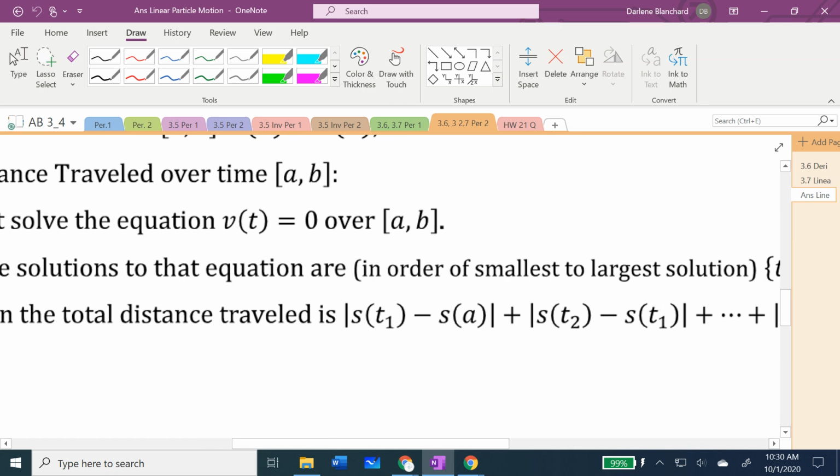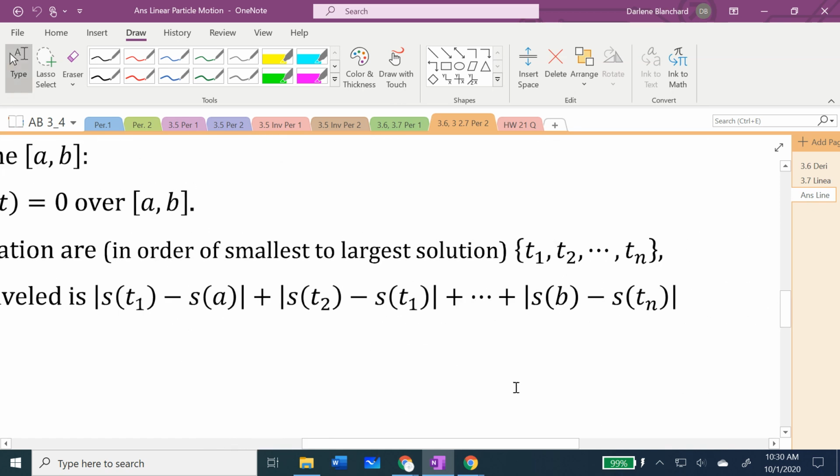This is what you have to do. If the times that you are having a 0 velocity are in order from the smaller time to the larger time between time A and time B, you basically have to look at the change in position from time A to the first time your velocity is 0, absolute value it, plus now from when your velocity was 0 to the next time your velocity is 0, what was your change in position, absolute value it, and add all of those together. Does that make enough sense?